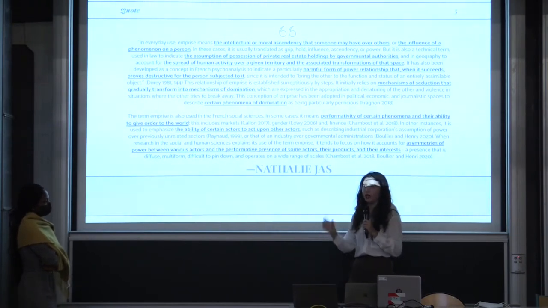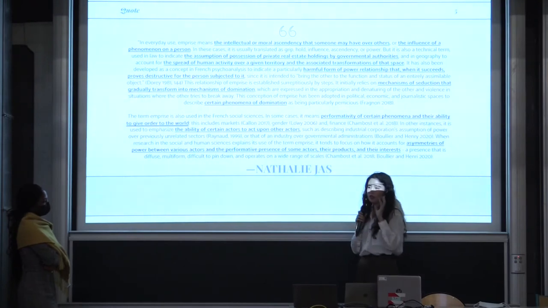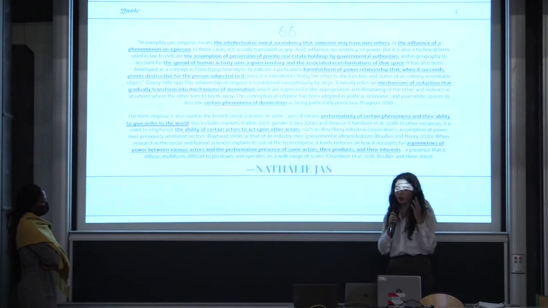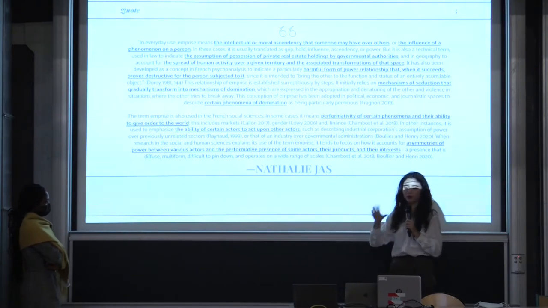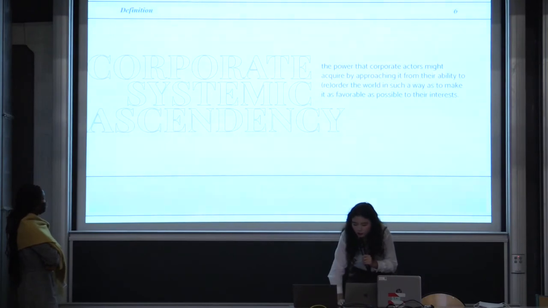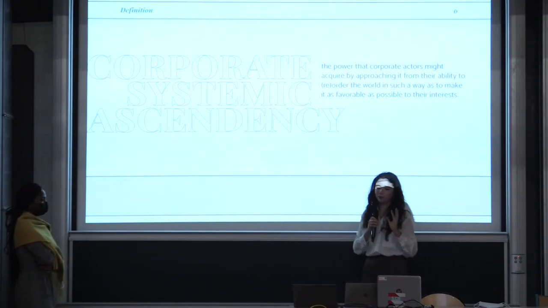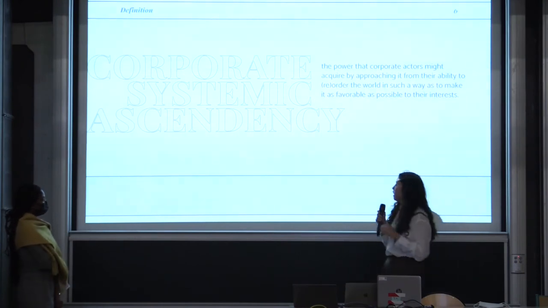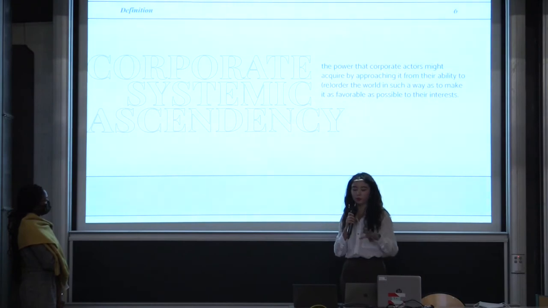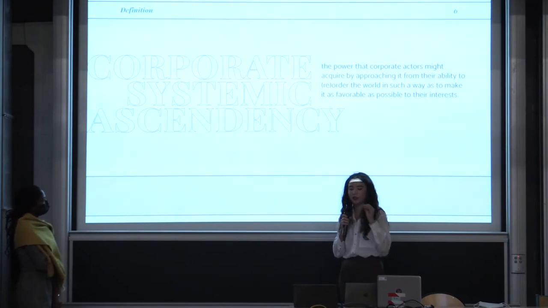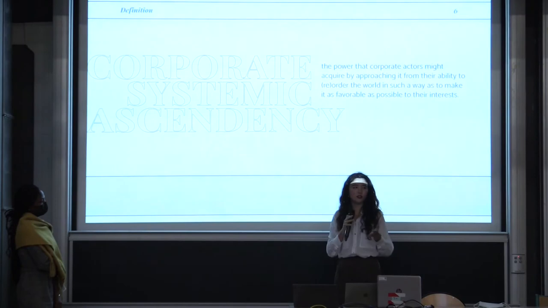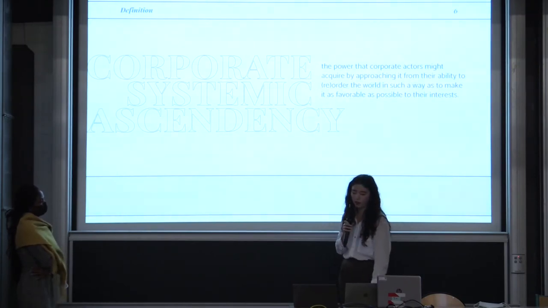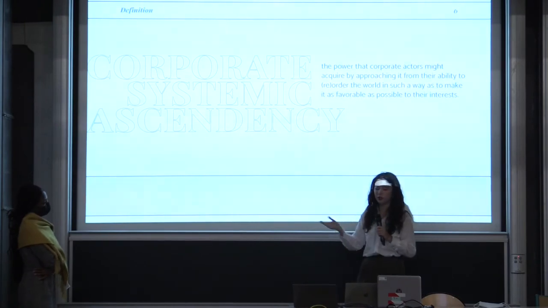in psychoanalysis even. And what all of those various definitions have in common is the presence of a certain actor, their products, their interests, and the asymmetry of power between different actors. I think it's worth mentioning again what corporate systemic ascendancy is. It accounts for the powers that corporate actors might acquire through their ability to reorder the world in such a way as to make it as favorable as possible to their interests. In my opinion it is a very interesting concept, and it can be applied to a wide range of different cases.